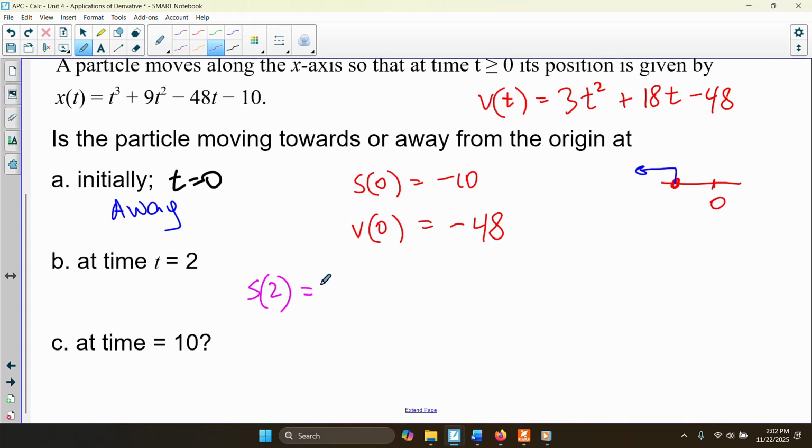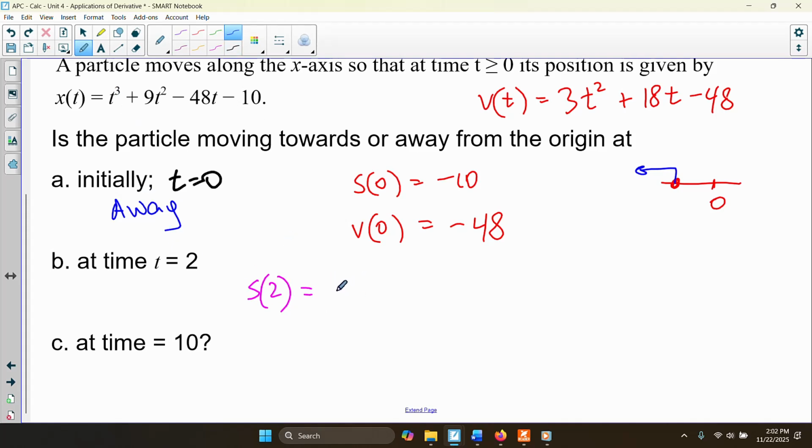Yeah, with a graph, you could tell whether you are above the x-axis or below the x-axis, and then judge by the slopes of the tangent lines. Okay, well, that's a different video, I guess. All right, so s of 2, so let's plug 2 in here.